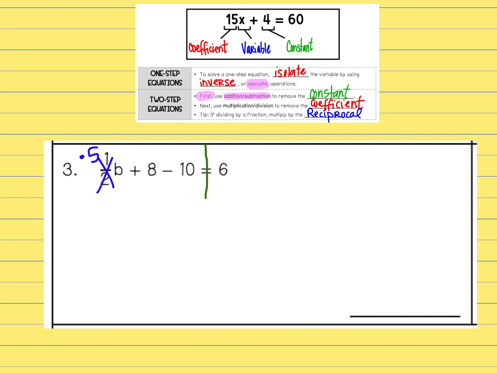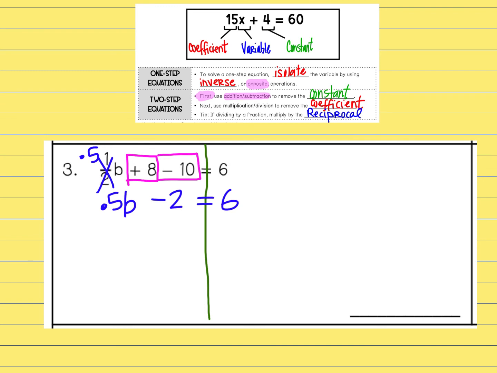Okay, split the equal sign. Then start looking. I've got 0.5b plus 8 minus 10. This time, my two numbers that I need to combine are my constant numbers. So I'm going to put a box around those, positive 8 minus 10 or negative 10. Those go together to make negative 2. I'm going to bring down my variable or my coefficient, 0.5b minus 2 equals 6.